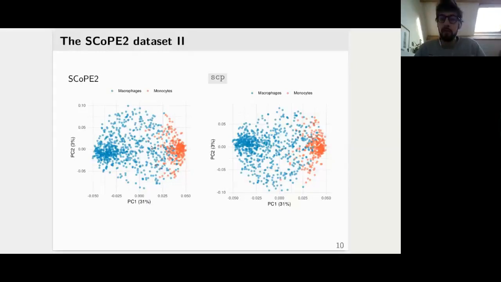On the left, we have the original. This is published in bioRxiv, but it's still a published figure. And on the right, that's our reconstruction. You can see there are also small differences. Those small differences are not important, in the sense that we can still neatly distinguish between the two cell types. In this case, macrophages in blue and monocytes in red.